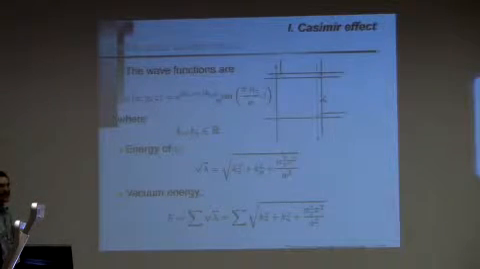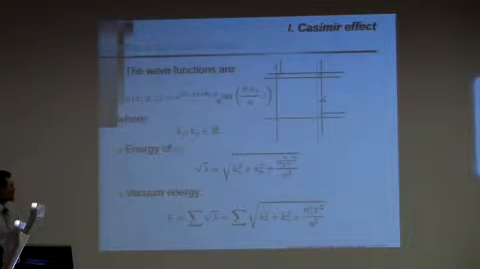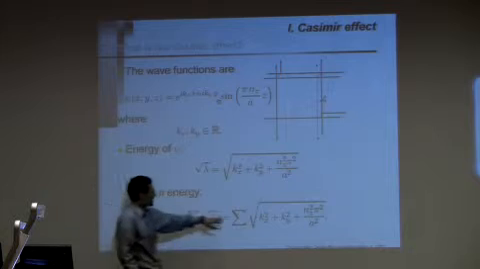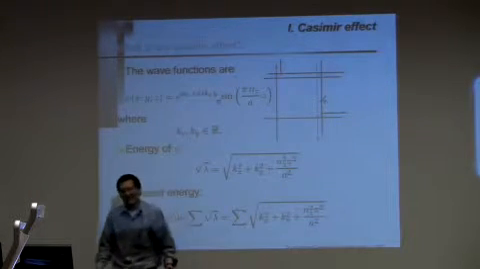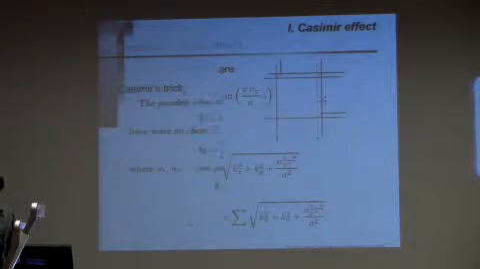Take the square root of them, and remember you're supposed to sum them. Unfortunately, this sum is kind of nonsense because, first of all, these kx and ky are real numbers, and you're summing over all integers, so this sum actually makes no sense whatsoever.